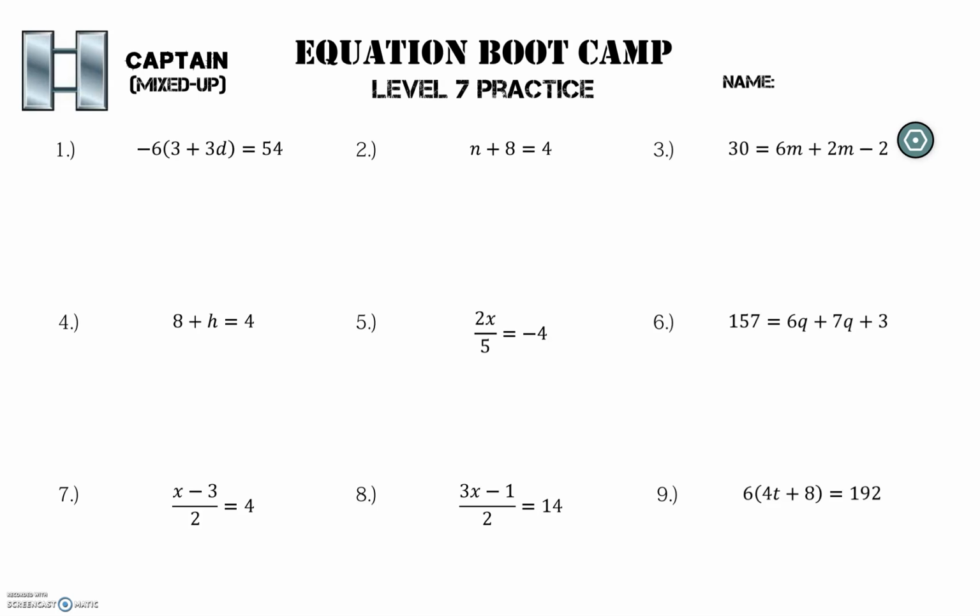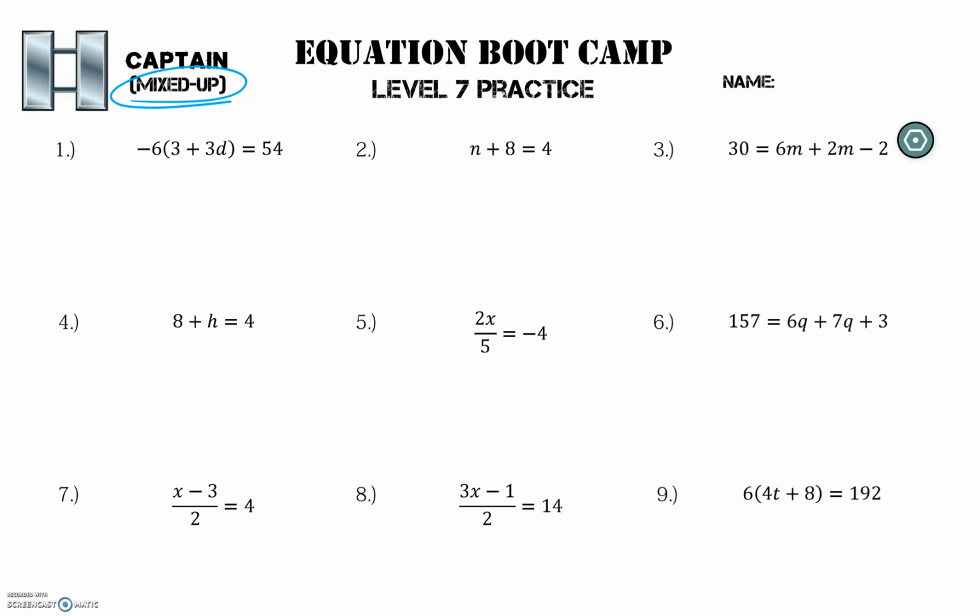Hello mathematicians, we have made it to level 7, which is our review level. You can see that the equations are mixed up. So I'm going to go through and do the left column with you and leave the right two columns for you to do on the homework today.